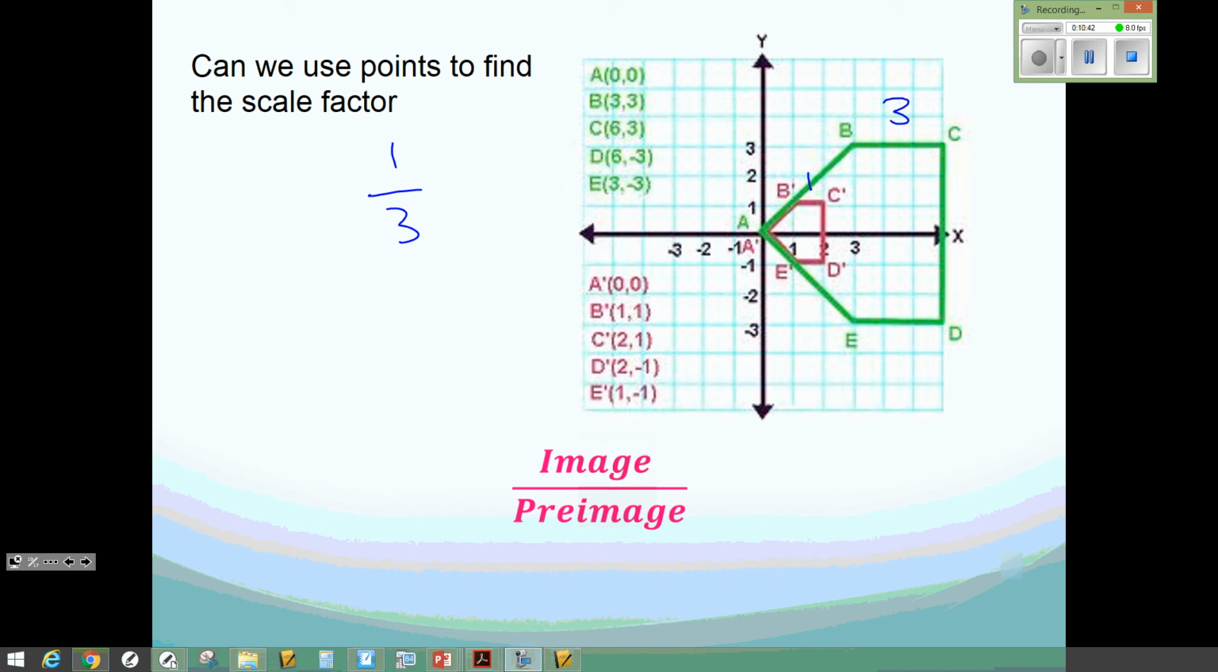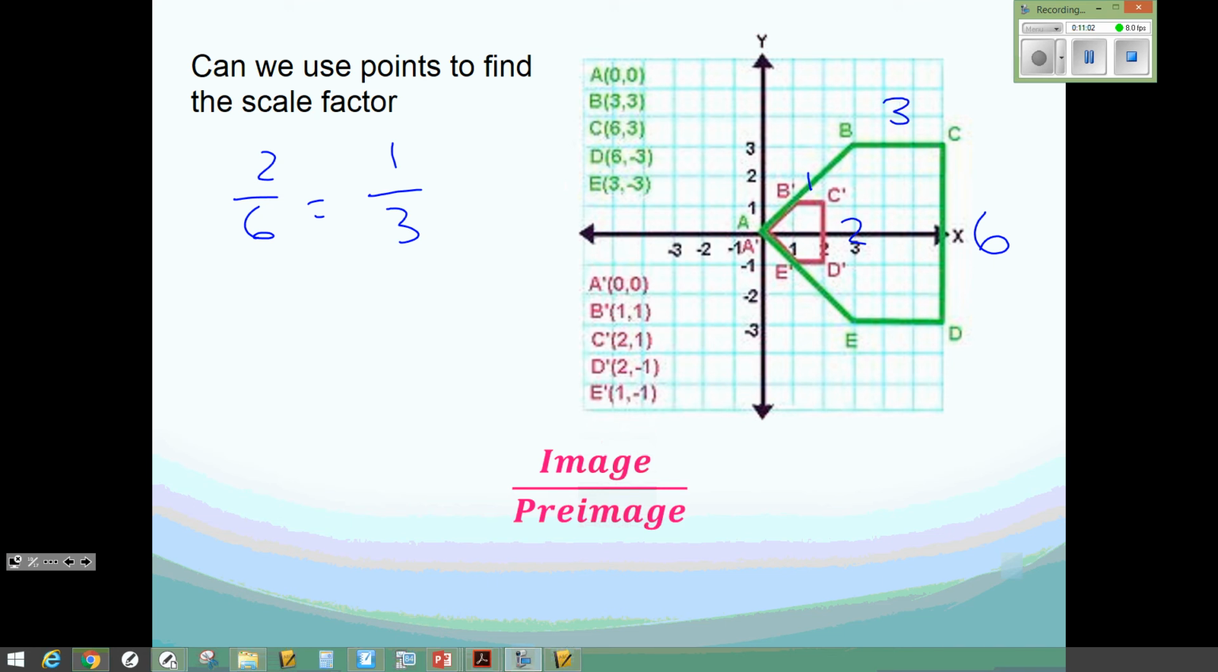I probably would have used CD just because that would have jumped off the page to me a little bit, but that same process would have worked, right? Because I have a side of 6, a side of 2, right? 2 over 6 equals 1/3, so we get to the same spot. As long as we can find that, we can use side lengths.